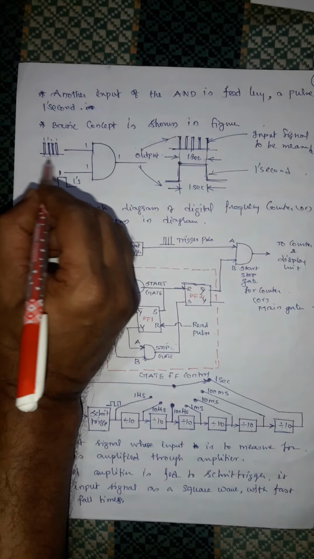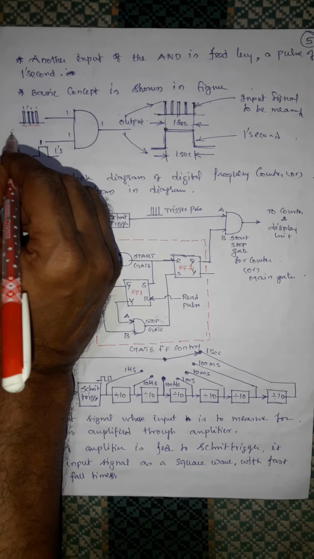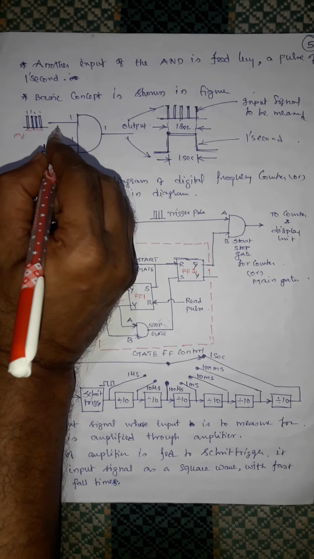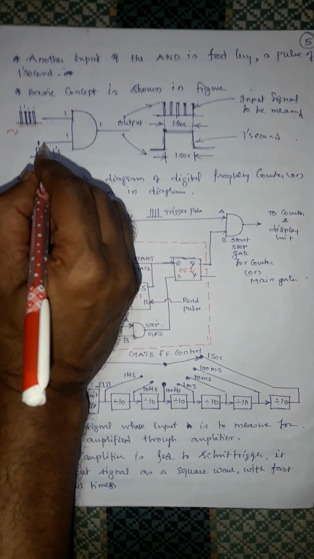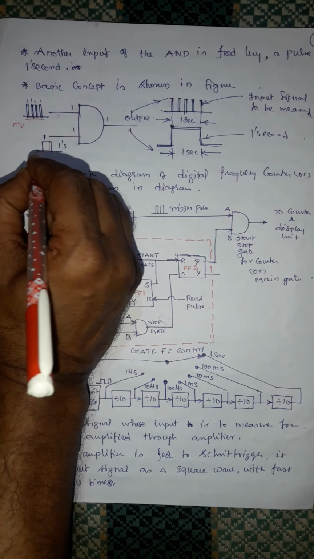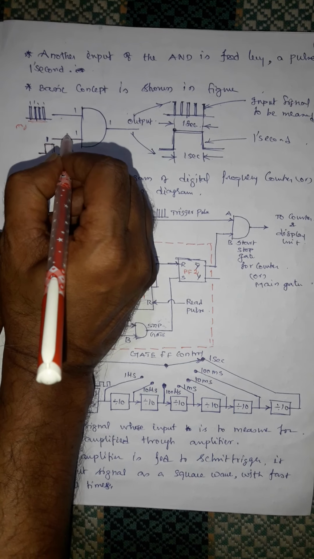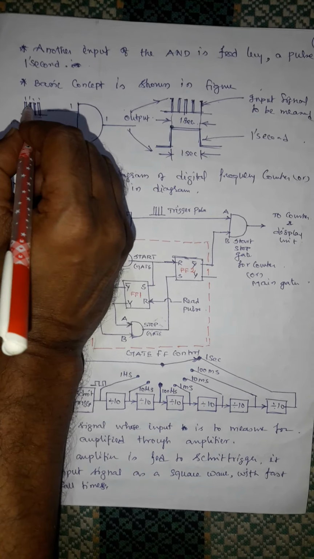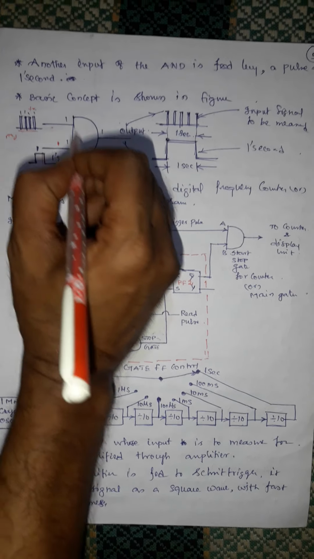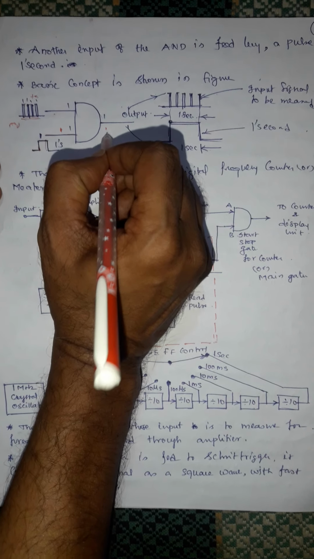The frequency to be measured, the sinusoidal, is converted into a train of pulses, that will be given to one input. To the other input, a time period of 1 second will be given, so it is maintained constant at 1 for 1 second. Suppose there are 50 cycles, meaning 50 positive cycles. So the AND gate output is 50 ones.